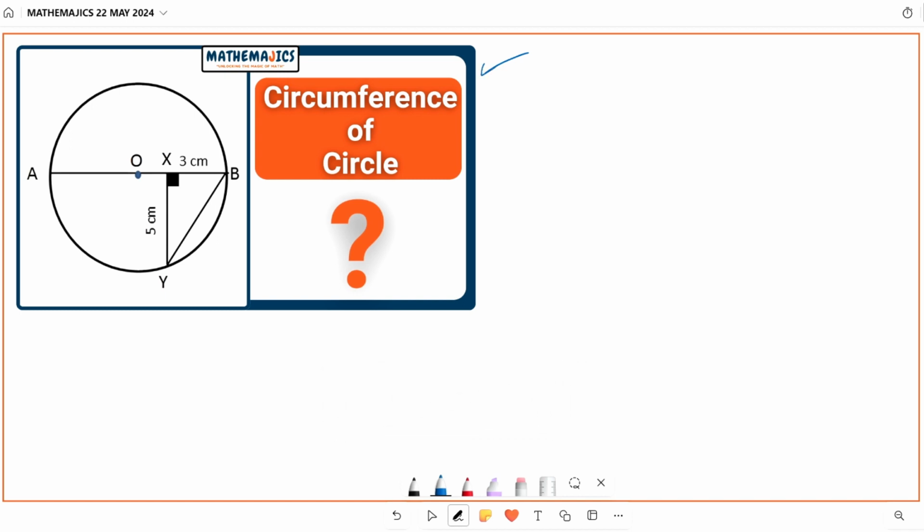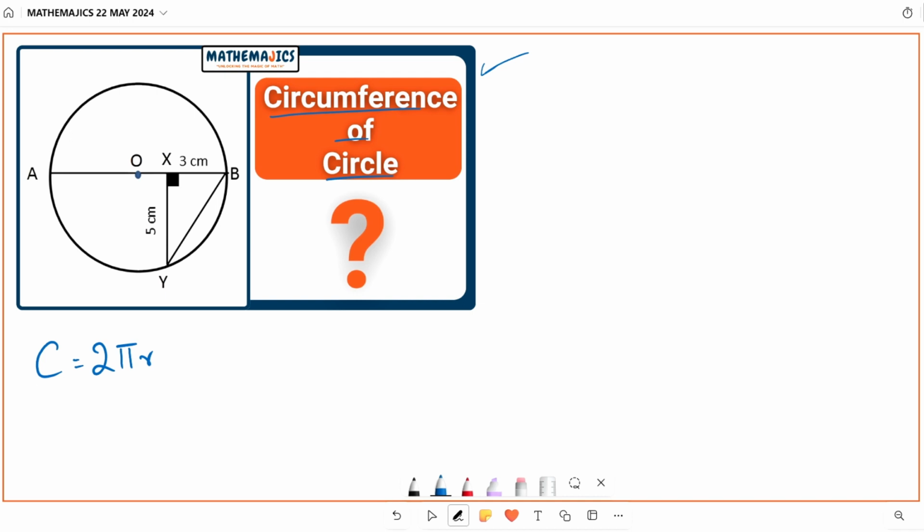Here we need to find the circumference of this given circle. Okay, we need to find the circumference. So what is the circumference of any circle? It is 2 pi r, correct? We need to find the radius of this circle to find the circumference.